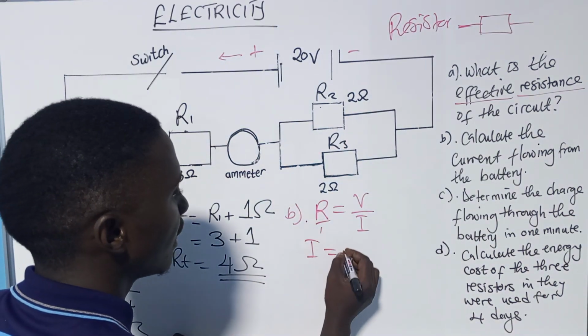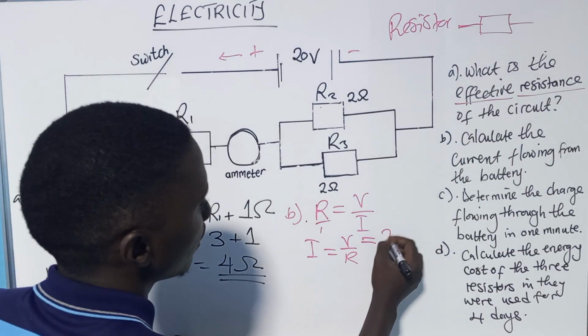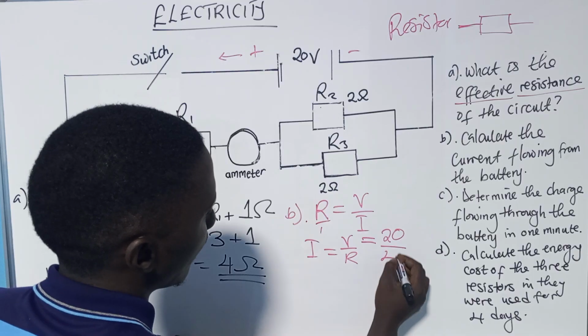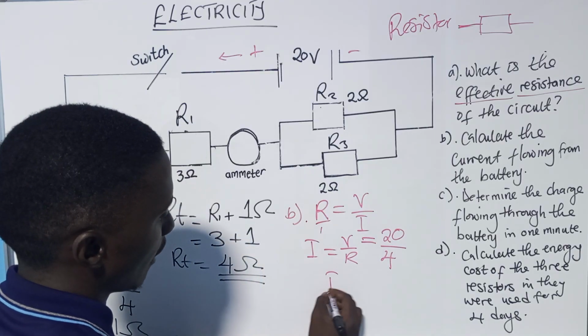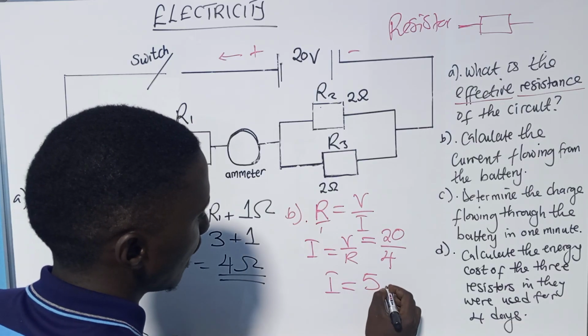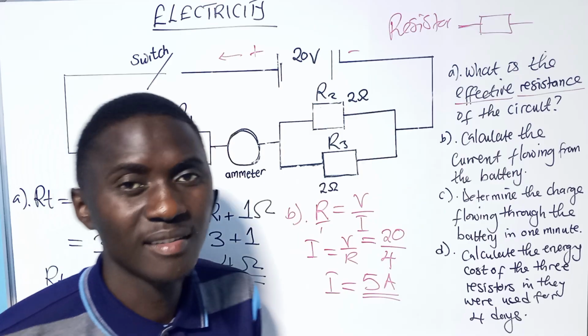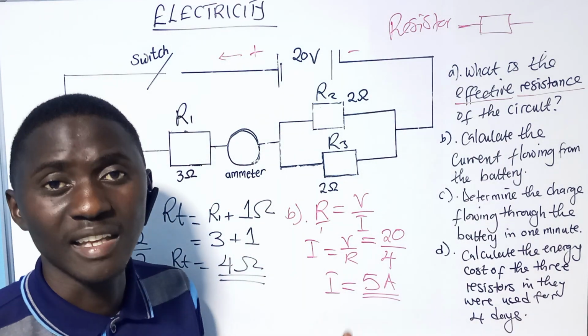So we are going to say I is equal to V over R like that. What is our V? It is 20. What is our R? We have found 4. When we divide there, we are getting 5 amps. You know that current, this is just the flow of electrons in a circuit.